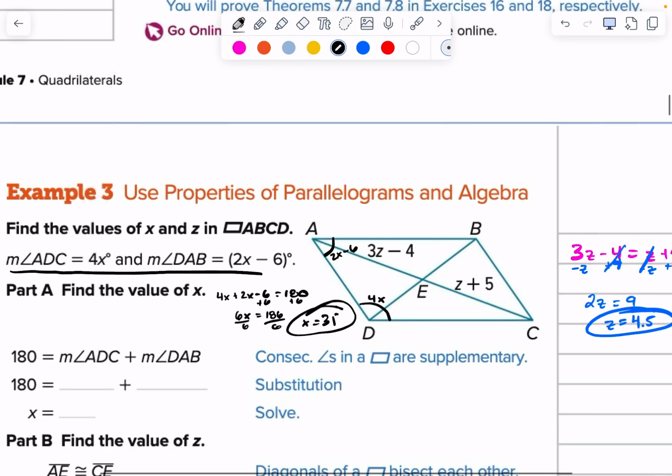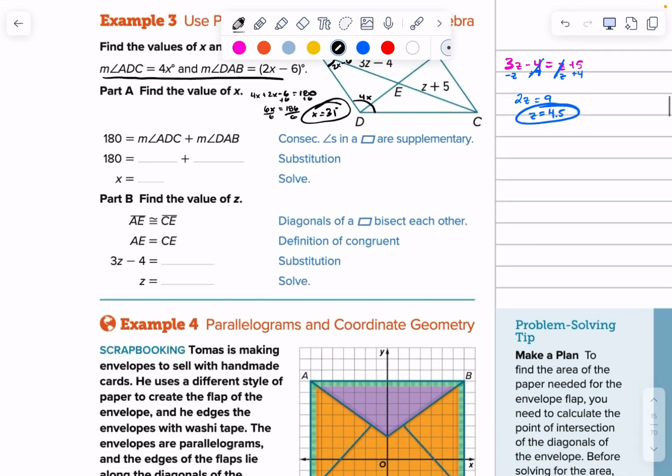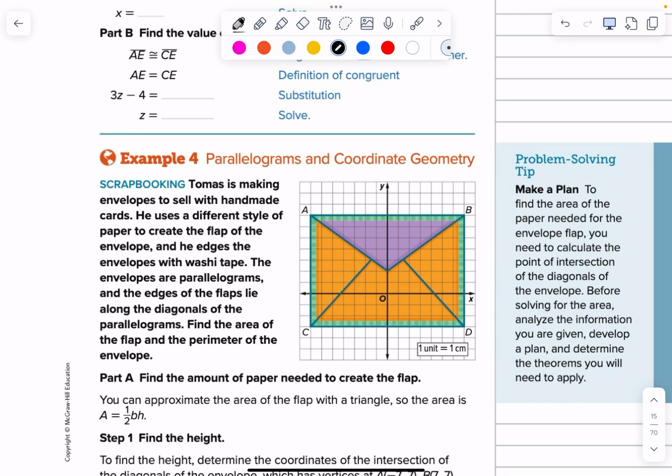Silly boy. 31 degrees. Okay, good. Happy with that? So z and x, all the things, right? Like this is not gonna be a really hard section. Okay, good. Ready? Last thing.